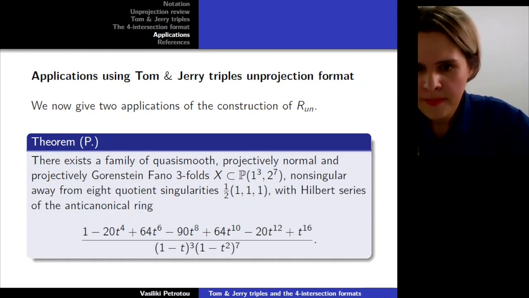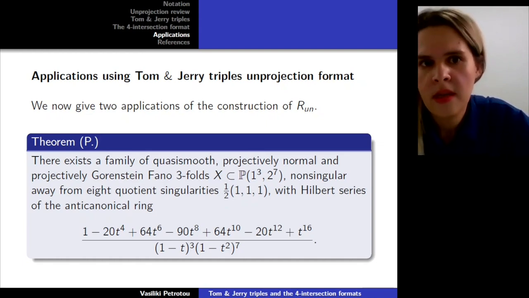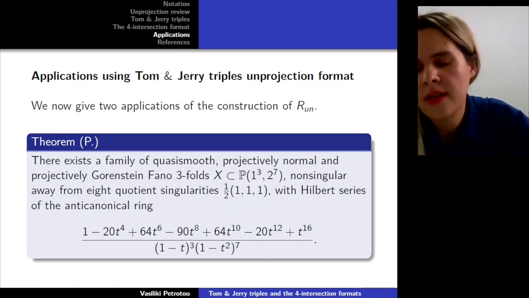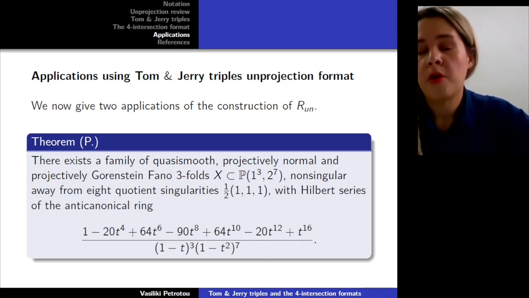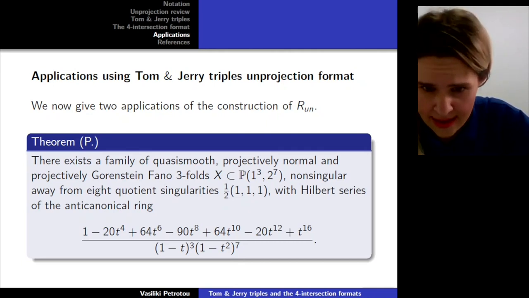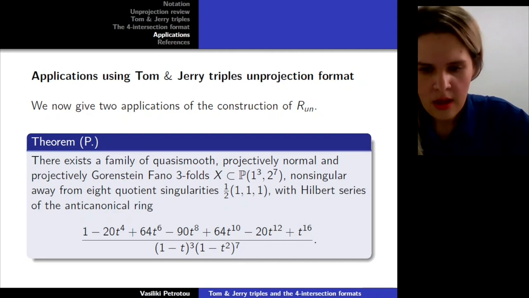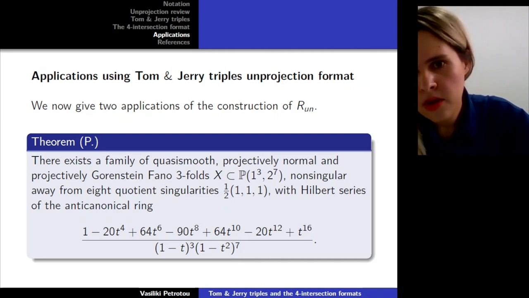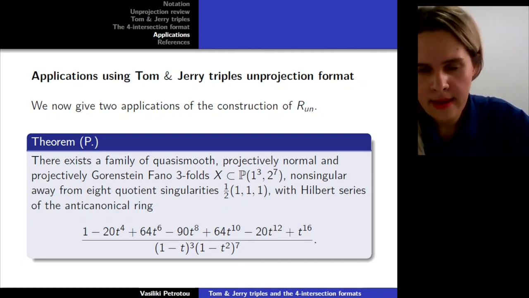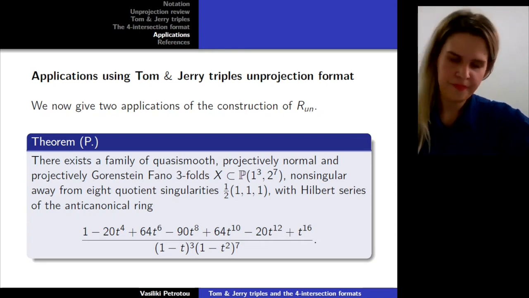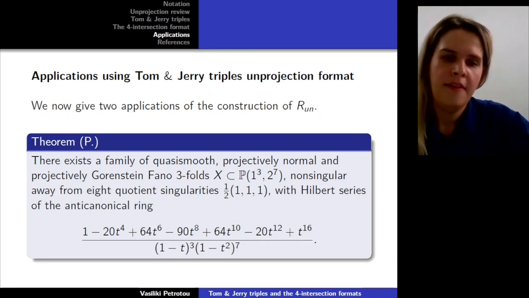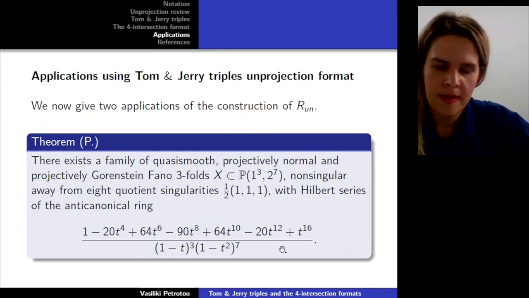What we are doing here is to use the two formats, Tom and Jerry triples and projection format, and more precisely the rings that we constructed using these formats, in order to prove the existence of some families which are contained in this database. The first family is described in this theorem.